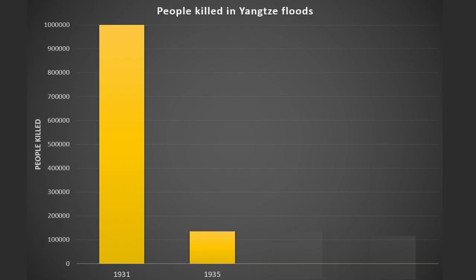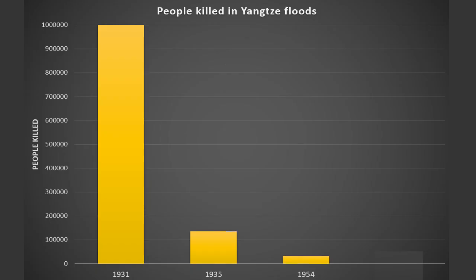In 1935, the Yangtze flooded again. This time 135,000 people died, mostly because of disease and famine yet again. However, much less than 4 years earlier. Chaos lasted for several more decades, and the floods continued, with another large flood in 1954, this time killing 33,000. Yet China eventually united and stabilized.